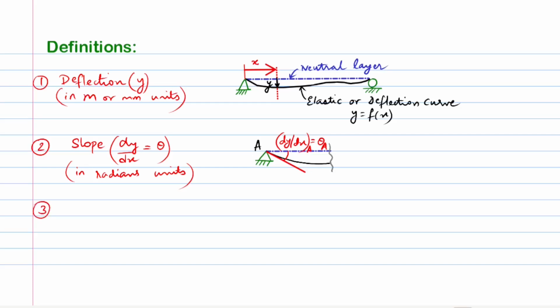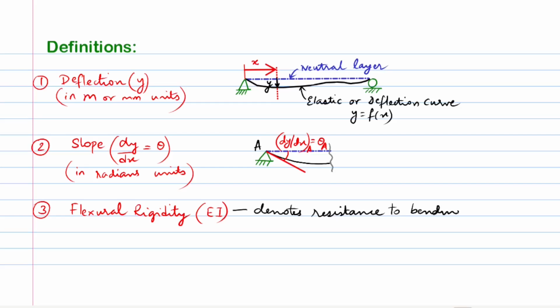The product of modulus of elasticity and area moment of inertia is known as flexural rigidity. The more the value of area moment of inertia or the modulus of elasticity of the beam material, the more is the flexural rigidity and the more is the resistance to bending deformation.